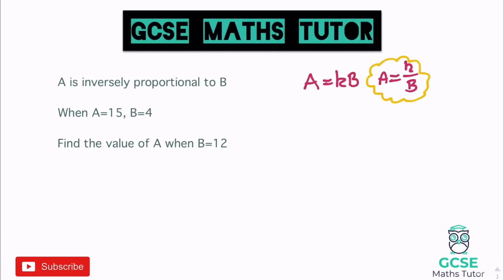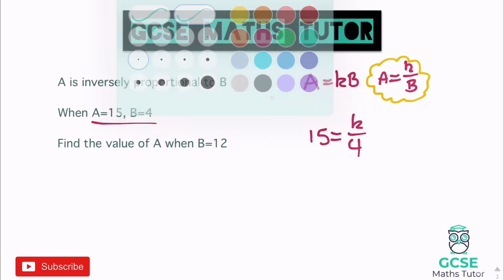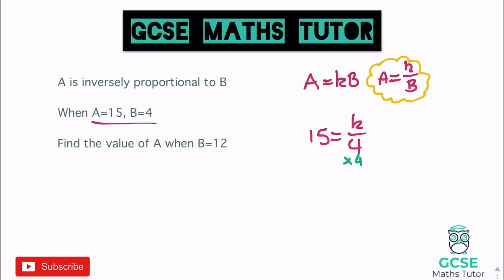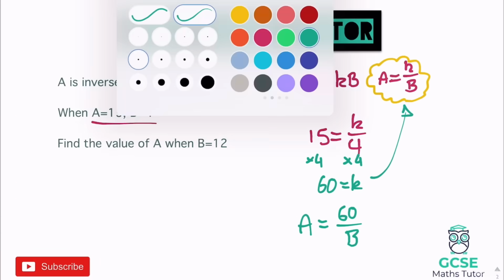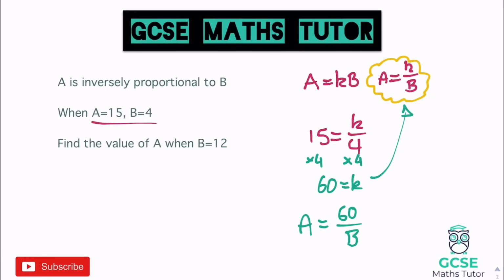And then it gives us some values to put in. So it says 15 for A, so 15 equals K over, and it says B is 4. So we can solve this for K. We can times both sides by 4 to isolate K there, and we get 60 equals K, or K equals 60. And now what we can do is put that 60 back into the original formula here, and that will give us our formula. So A equals 60 over B. And that is a formula for A in terms of B, and sometimes you might just be asked to write a formula for A in terms of B, and there it is.